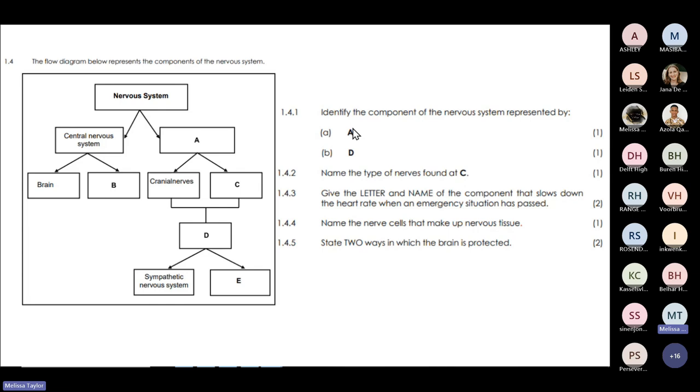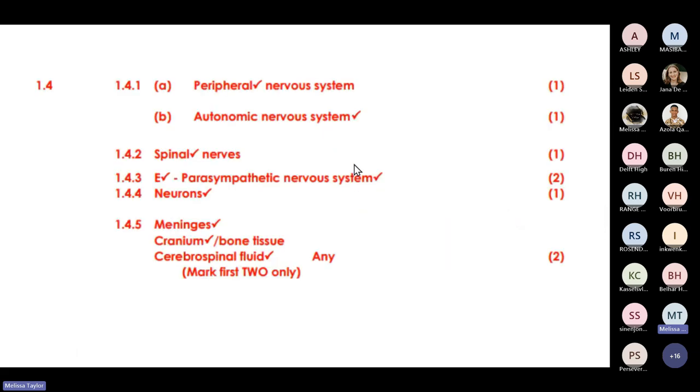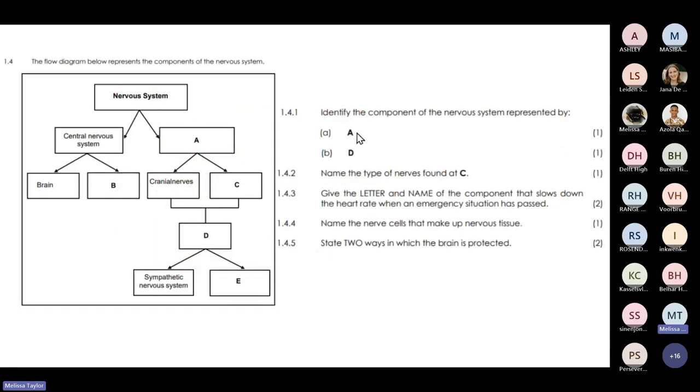So the answer for A, as we already mentioned, because we've gone through this diagram and we've filled in what we can, it now becomes easy for us to do the answers. So A is the peripheral nervous system. Technically, you'll see now in the memo, nervous system is in the question. So if you just write the word peripheral, it's fine. The tick is on peripheral.